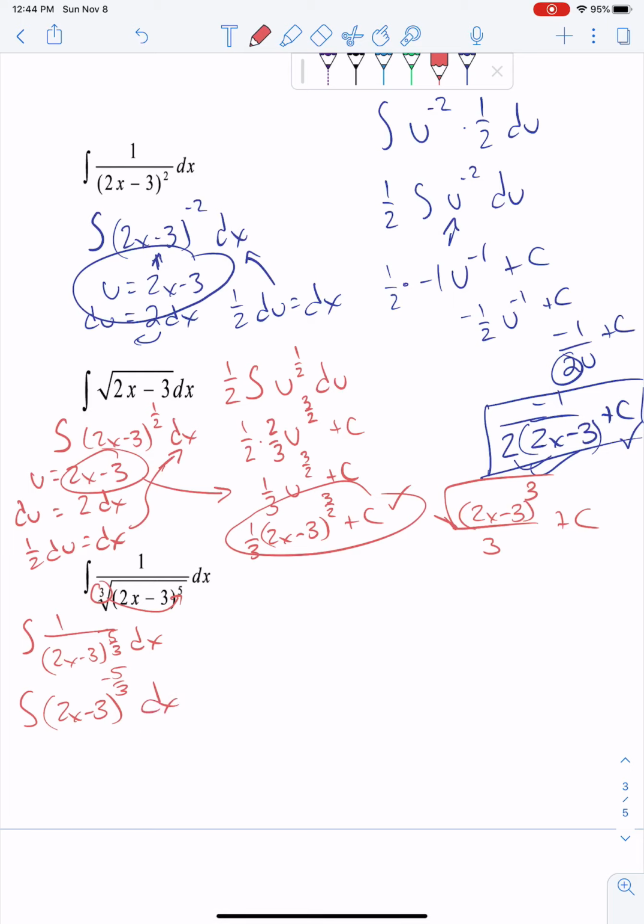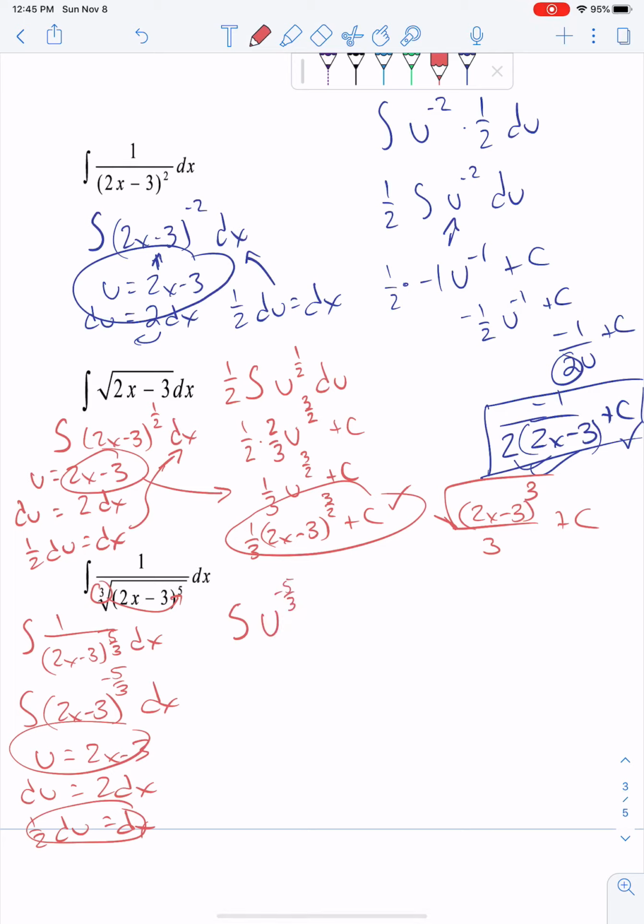I don't want to integrate that. But if u is equal to 2x minus 3, then du is equal to 2 dx, which means 1/2 du is equal to dx. Now I can substitute this and this in, and now I'm just going to take the integral. I know those look like s's sometimes. I'll try really hard not to. The integral of, instead of 2x minus 3 to the negative 5/3, I'm going to put u to the negative 5/3. And instead of dx, I'm going to put the 1/2 in front and the du at the back.